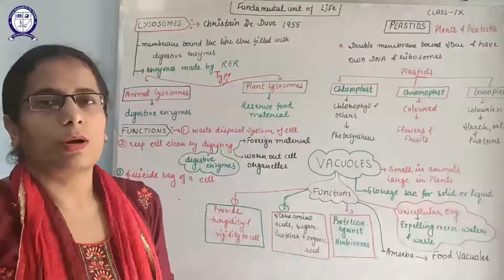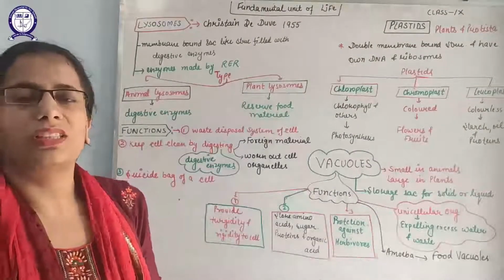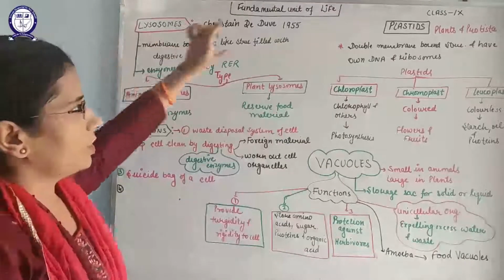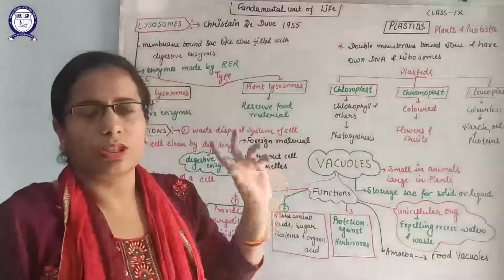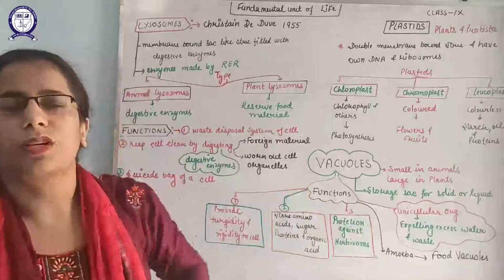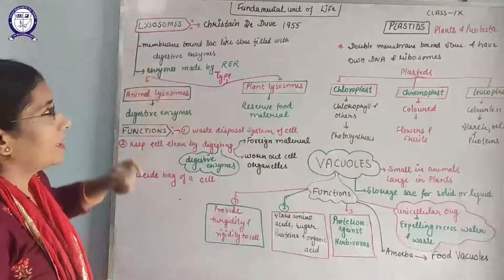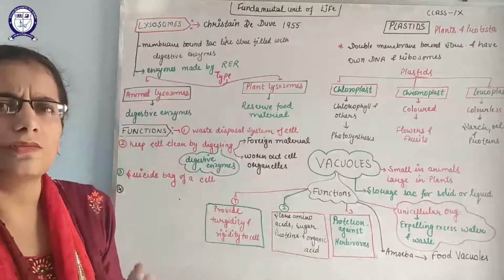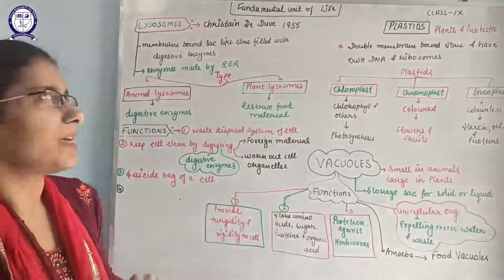As we already discussed most of the components, only 3 components of the cell are left, that are lysosomes, plastids and vacuoles. So these are the last 3 topics of the chapter. So what are lysosomes? Lysosomes are small spherical structural bodies found in plants as well as in animals.